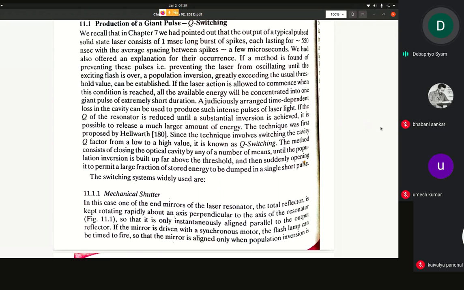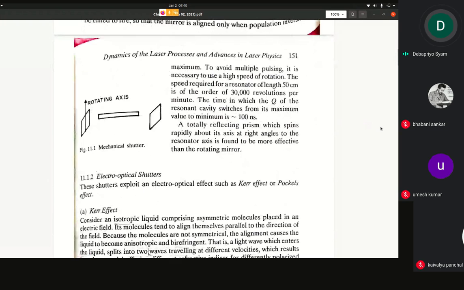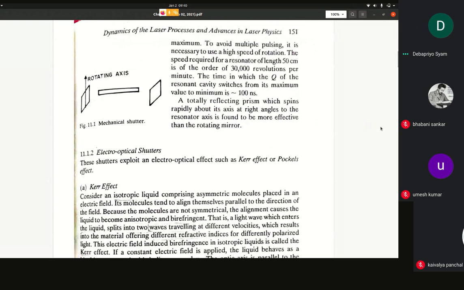Now, how do you achieve Q switching? There are various techniques. The earliest technique used a mechanical arrangement. That mechanical arrangement is shown in figure 11.1. I'm afraid that when I photocopied that page, you can go to the next page. Yes. So you can see this page here in figure 11.1.